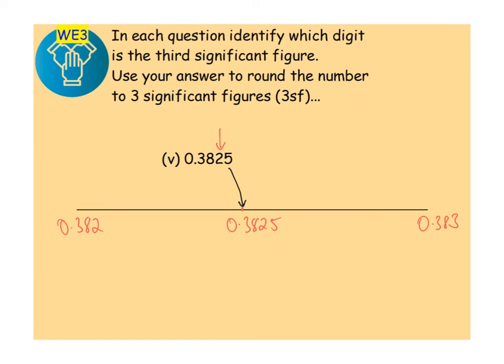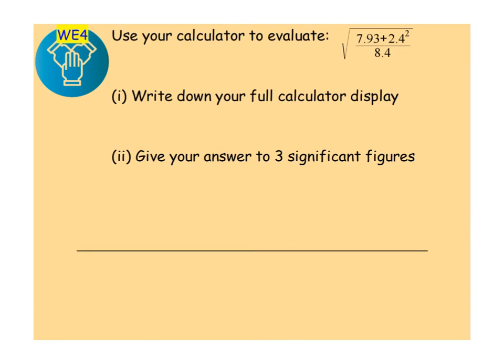When it's exactly halfway in between, you should know from primary school that we round up. So this one would round to 0.383 to 3 significant figures. And that's just so that everybody does the same thing. There's no mathematical reason for that. That's called a convention, and it's just to ensure that everybody does the same. Okay, so 0.383. Okay, worked example 4 is slightly different.